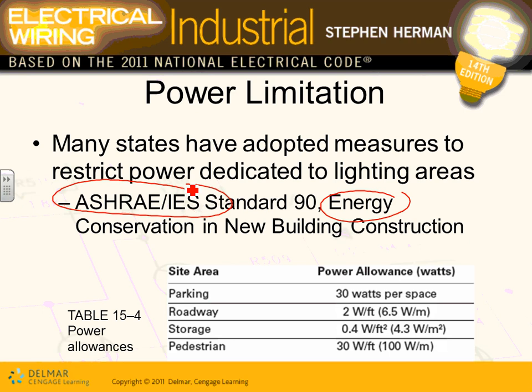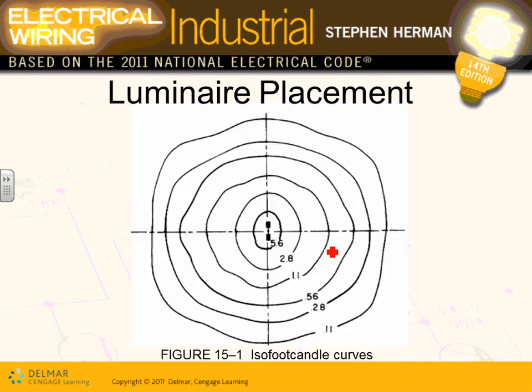And it will give you different allowances that you're allowed in different areas. For example, if you have a parking lot, 30 watts per square, roadway 2 watts per foot, storage 0.4 watts per square foot, and pedestrian 30 watts per linear foot. Any comments, guys, about all these? So Derek, my friend, by the end of the week when you do your energy code, that's basically what you're going to be picking up, something similar depending upon which ASHRAE code you're going to be using, which I believe is 2004.